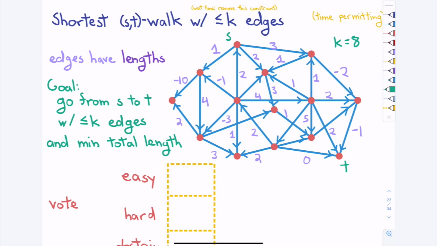Since some labels are bigger than others, it may be advantageous to actually use more edges, but those edges individually cost less. And let's say k is at most n or something. K is a modest number. Does the question make sense? I could have just as well asked for the longest walk with at most k edges. I chose shortest because next time we'll do shortest path.